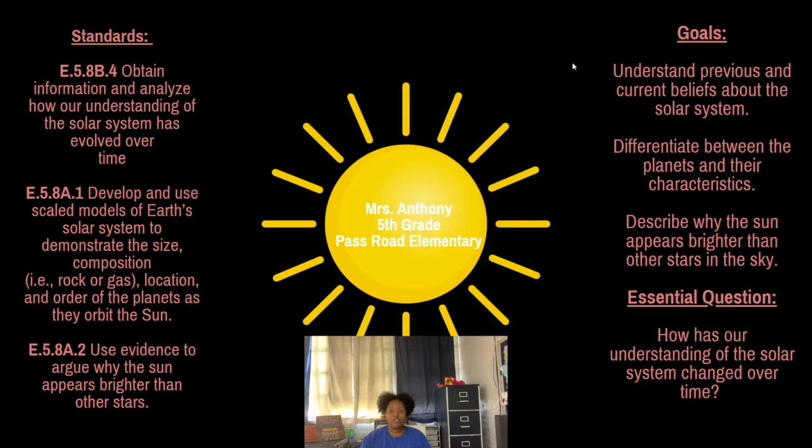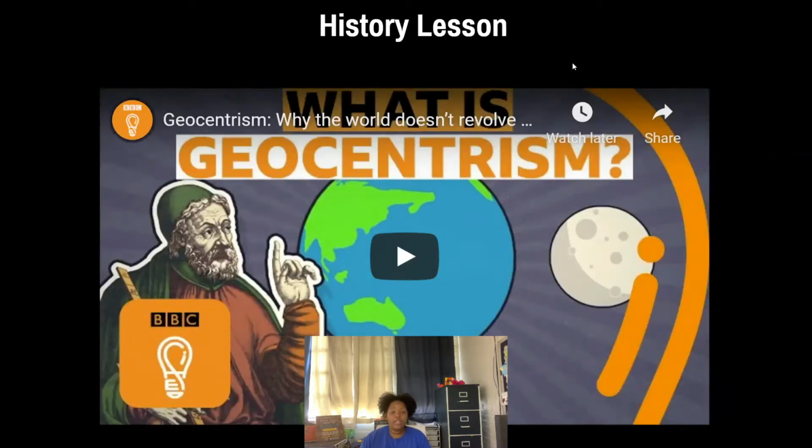So, our essential question that we want to keep in mind as we go today is, how has our understanding of the solar system changed over time? So we are going to start out with a little bit of a history lesson. The first thing that we're going to look at is how astronomers thought about the solar system in the past versus how astronomers currently think about the solar system. So we're going to watch this quick video, and hopefully it'll give us a good understanding of the differences between how the solar system is seen and understood.